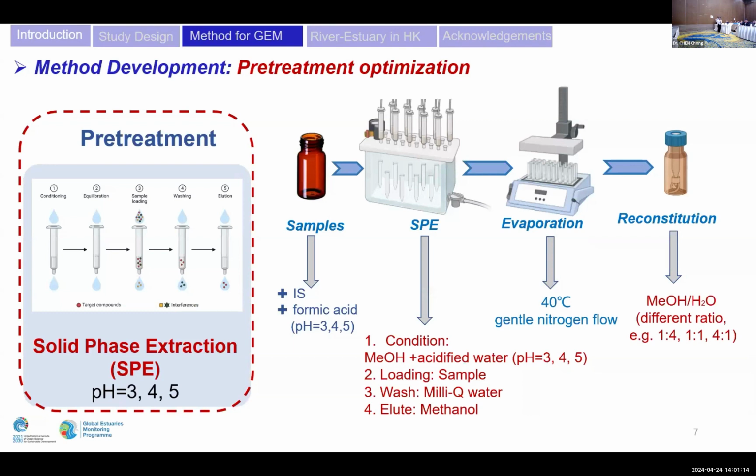The second part is about the pre-treatment optimization. As we know, the sample preparation plays a crucial role in our analytical method, and it will affect the extraction efficiency, and the pH plays a very important role for the extraction of pharmaceuticals.